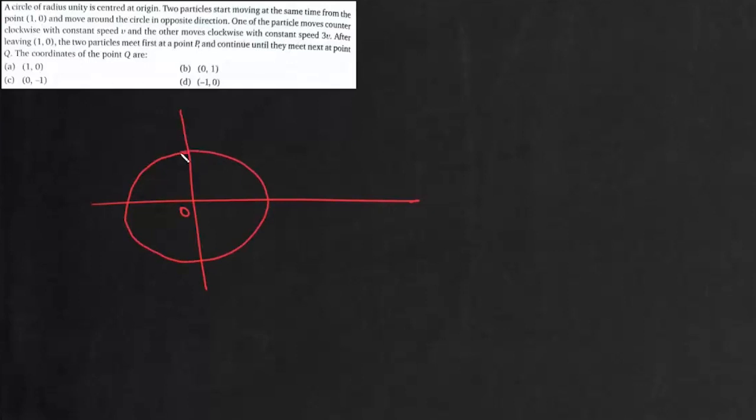Now here the question is, a circle of radius unity is centered at origin. So we have this circle whose center is at origin and radius is 1 unit. It says two particles start moving at the same time from the point 1, 0. So we have this point, say A, which is 1, 0, and move around the circle in opposite directions. One of the particles moves counterclockwise with speed V. So one particle is going to move with the speed V, and the other moves clockwise with the speed 3V.